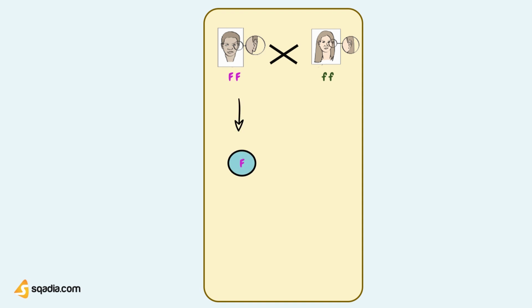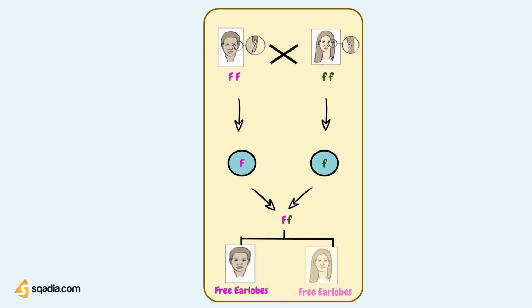Both can produce only one kind of gamete, capital F for the man, small f for the woman. All their children will have 1 copy of each allele, that is, capital F from father and small f from mother, and it is found that all such children have free earlobes, because capital F is dominant to small f.